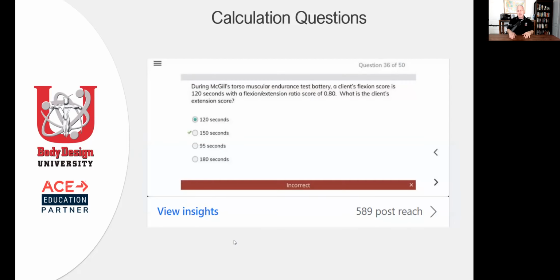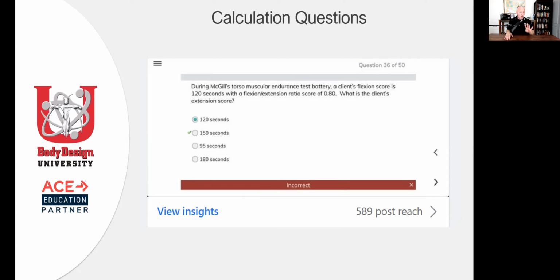So here is the post, and it was simply a question related to the muscular endurance test battery, right? It's a four-test battery: flexion, extension, side, right? That's all it is. And you're just timing how long it takes for a person to lose static stability in these different positions. And once they lose it, boom, that's the number of seconds: 100 seconds, 120 seconds, 80 seconds, 150 seconds. And this question, I'm sure most of you have seen it, the client's flexion score.